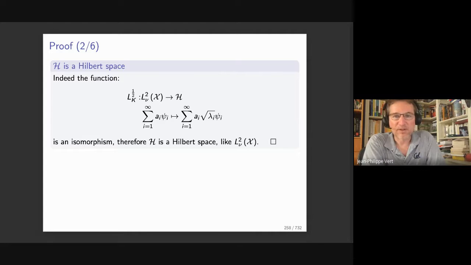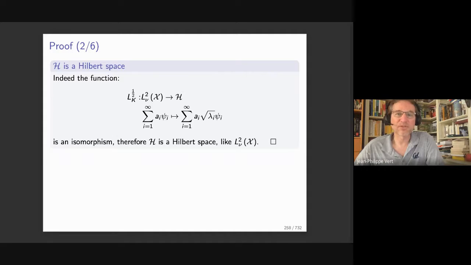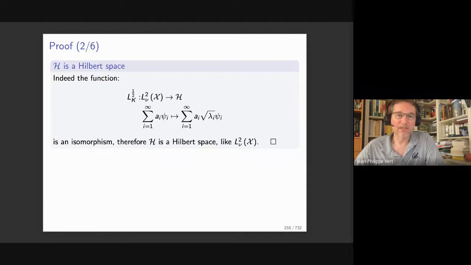The fact that it's a Hilbert space is simple, because we know that L2 is a Hilbert space, and the set of psi_k is a basis of L2. So if we come back to this definition, we can define this space as the image of L2 under the map that transforms any function in L2, the sum of a_i psi_i, into the corresponding function where we multiply the coordinate a_i by the square root of lambda_i. This mapping is an isomorphism, because all the lambda_i are strictly positive. It's an isomorphism between L2 and our space H, when we define H like this. Isomorphism means that it's a bijection and also that the inner product, so the norm, is conserved. Therefore, it transports the structure of a Hilbert space. So H is a Hilbert space, just like L2 is a Hilbert space.